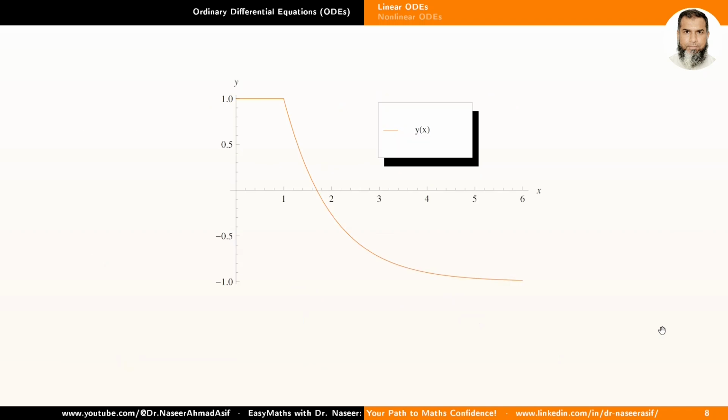Well, this is the graph of the solution of the initial value problem. The graph is continuous on the closed interval 0 to plus infinity. Also, the graph is differentiable on the closed interval 0 to plus infinity except at x is equal to 1.